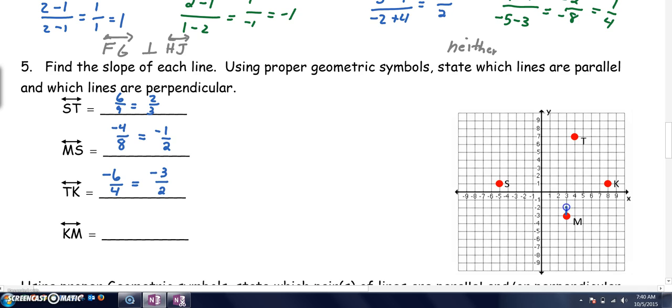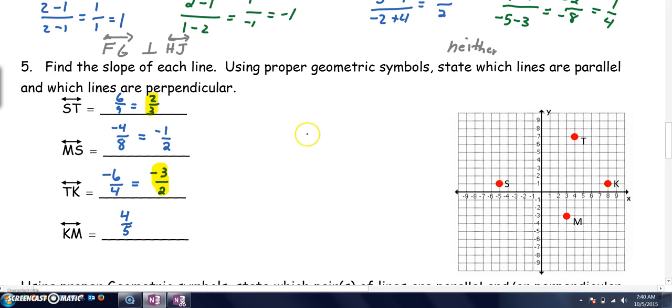So from M I go up 1, 2, 3, 4. I go over 1, 2, 3, 4, 5. So my slope is 4/5. So looking at my slopes, I see that none of my slopes are the same, so I have no parallel lines. I do have slopes that are opposite reciprocals because I have 2/3 and -3/2.